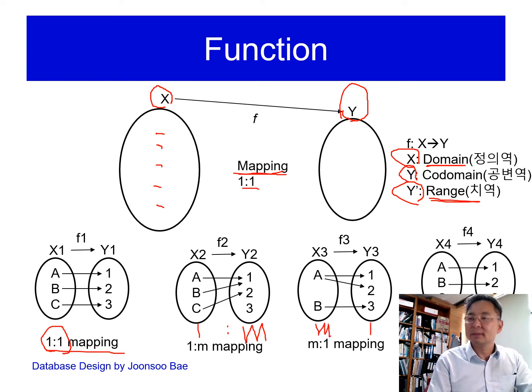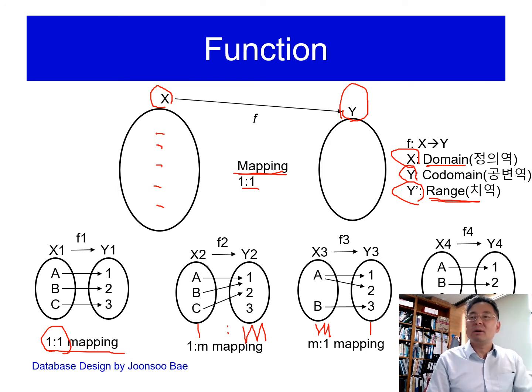The last one is no mapping. There is no mapping element in the domain set. In this case, Y2 has no mapping element 3. Y2 is the range, the codomain. The codomain may have no mappings, but the domain cannot have no mapping element.